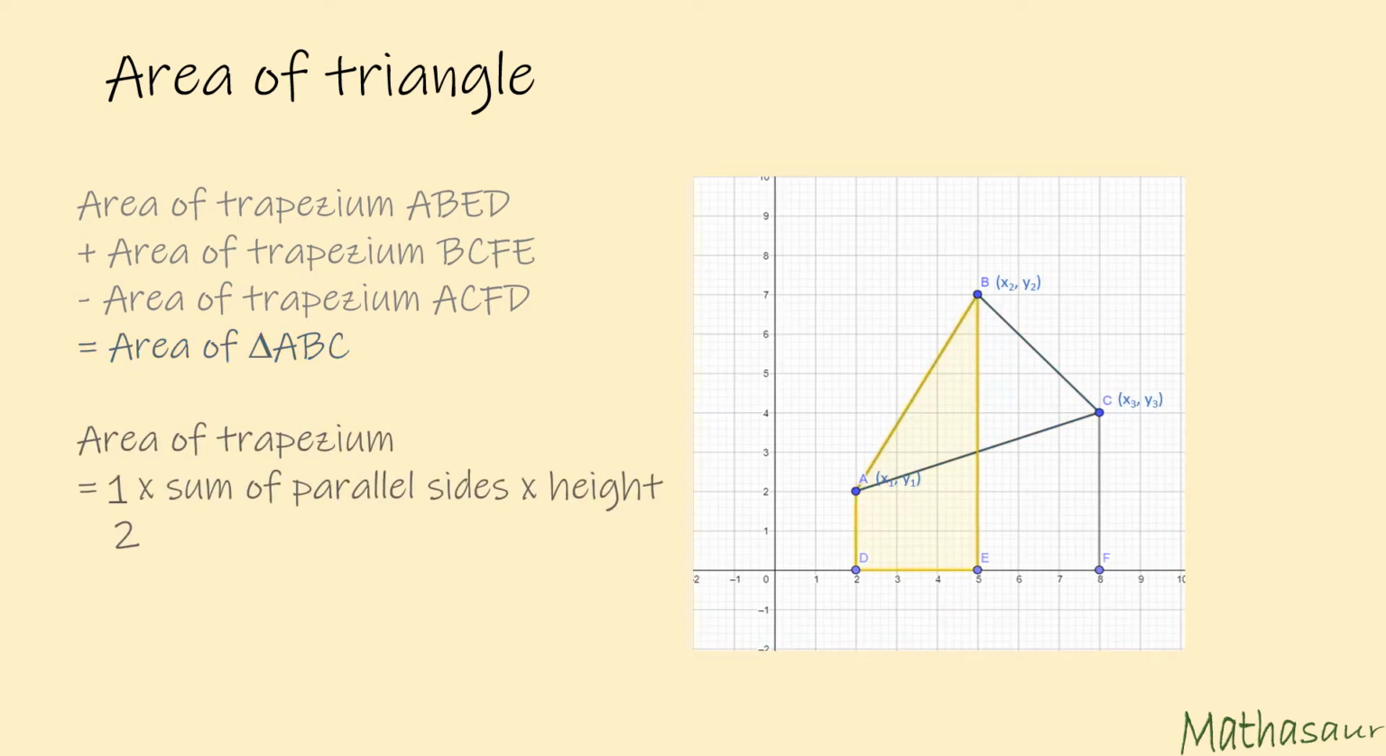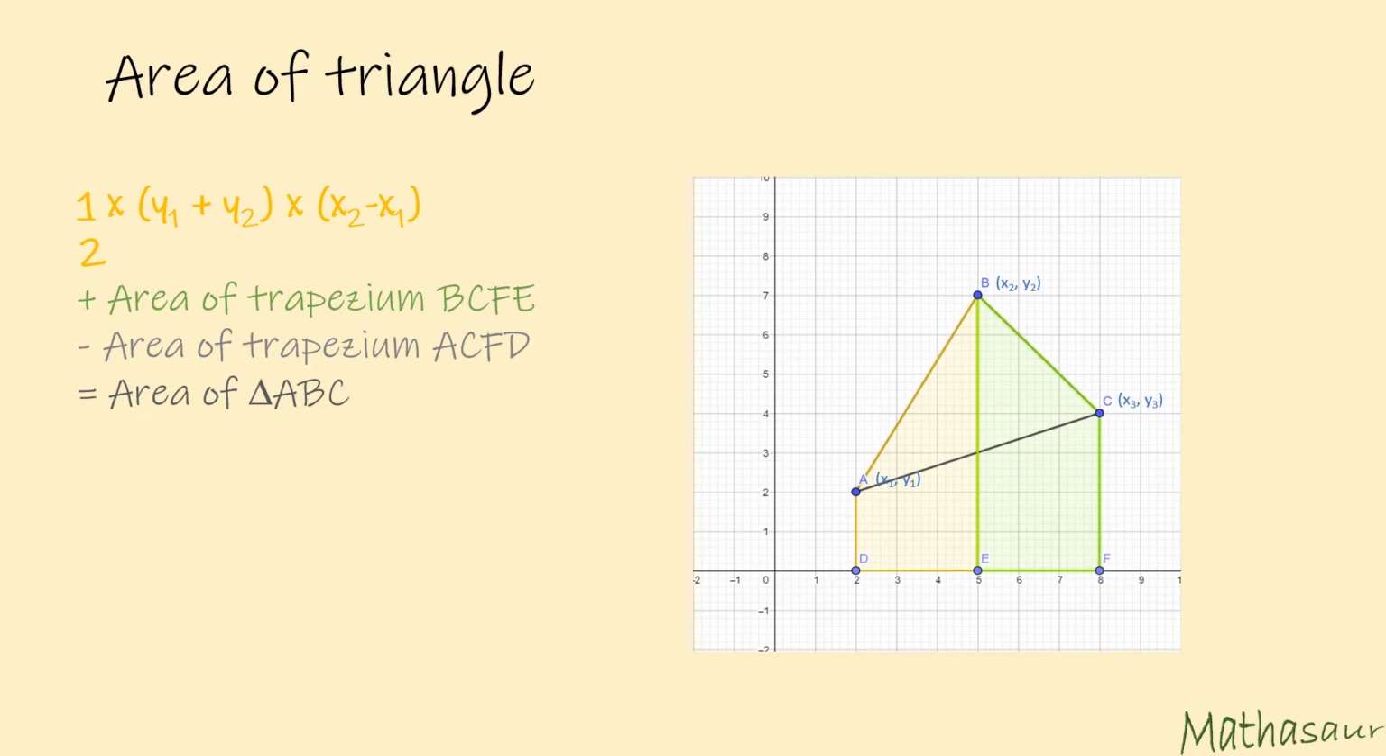Now the area of trapezium is equal to half times the sum of the parallel sides times the height between those parallel sides. Let us look at the area of trapezium ABED. Now AD and BE are the parallel sides here. The length of these segments would be equal to the y coordinates of points A and B. So the sum of my parallel sides would be y1 plus y2. And the height, which is the distance between these two parallel lines, would be the segment DE. The length of this segment would be equal to the difference in the x coordinates. So height is x2 minus x1.